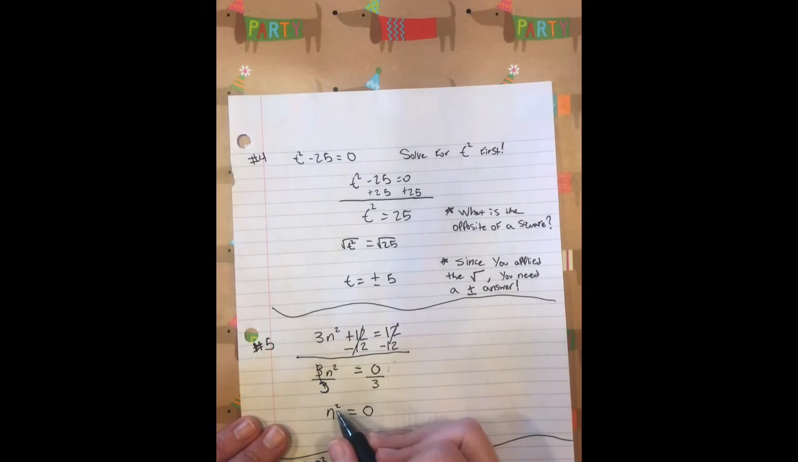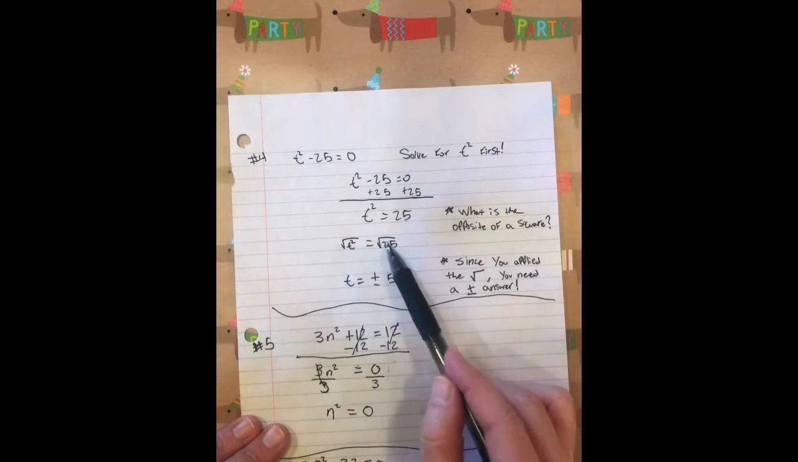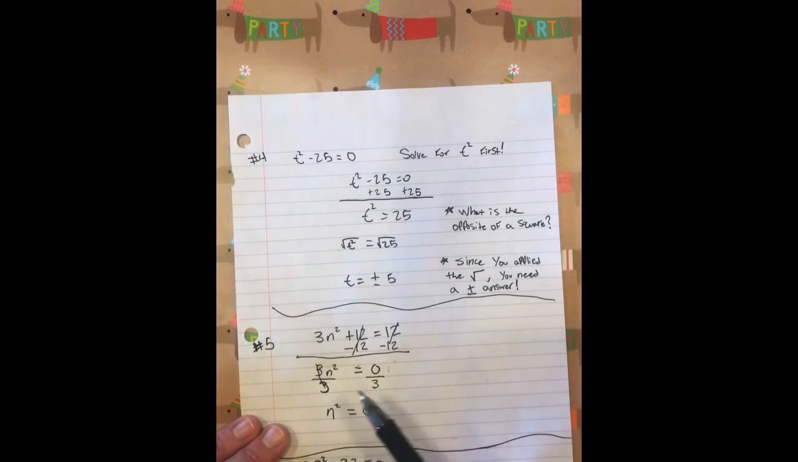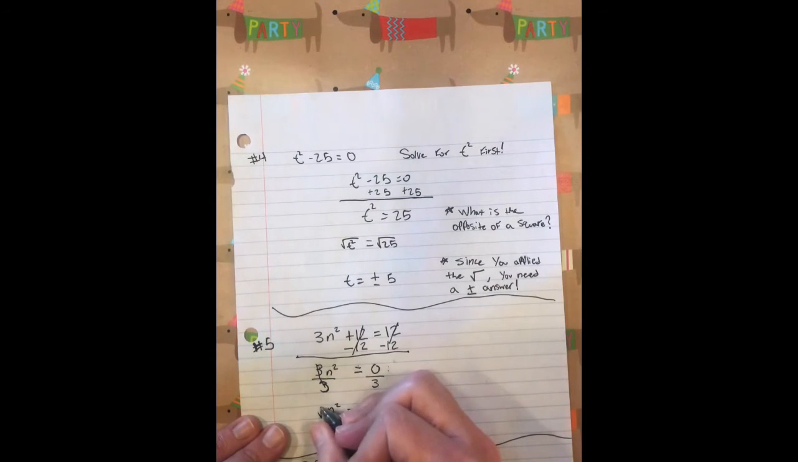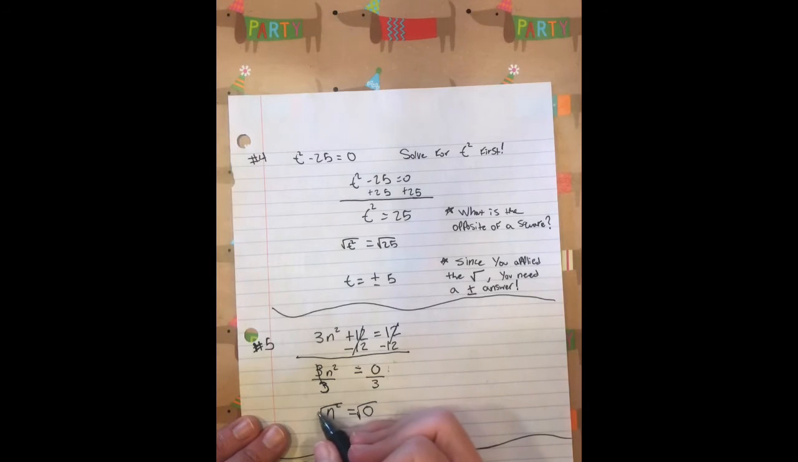Now, what's the opposite of a squared? So if I want to get rid of this squared, I need to square root. What I do to one side, I need to do to the other side. So this square root sign kills this squared, and we're left with n. What is the square root of 0? 0. And that is our answer.